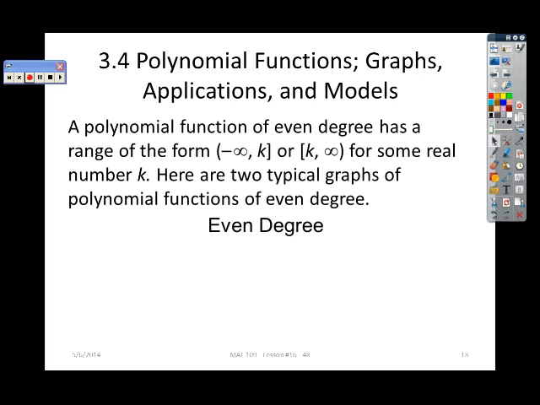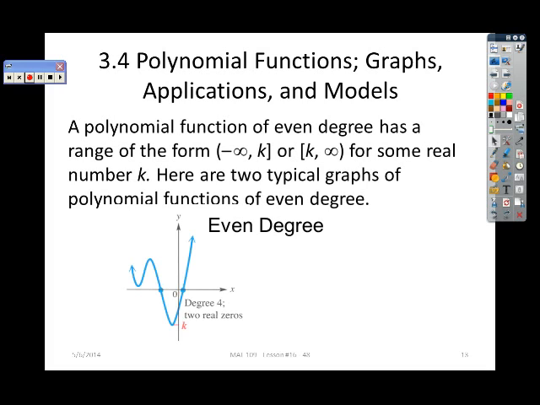The range will either go from negative infinity up to a number, so it's either going to be like this, or it will start at a number and go to positive infinity. The domain is still minus infinity to infinity, but the range depends on the function. It will always be one of these two types.